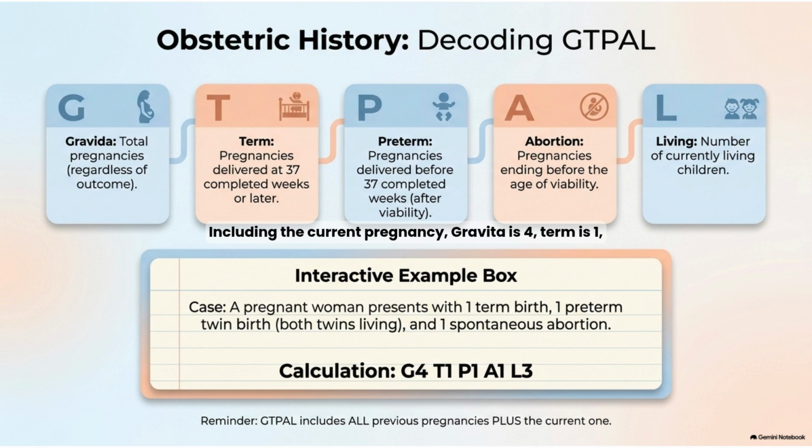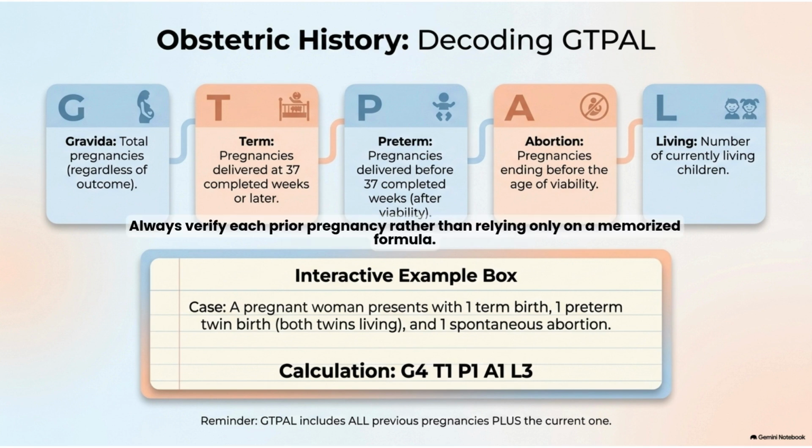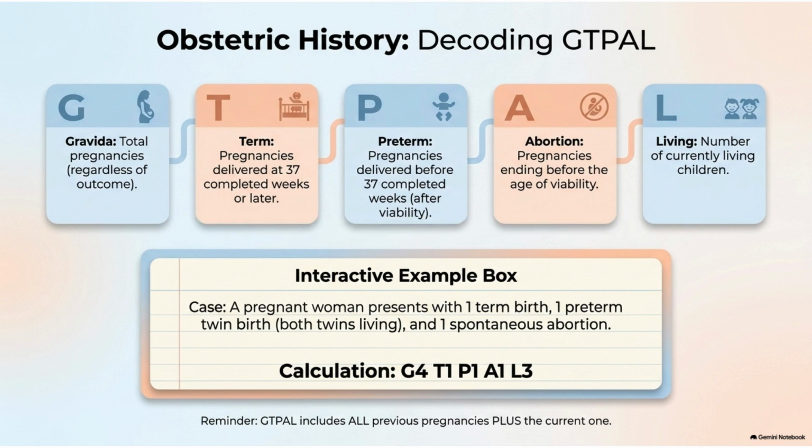Including the current pregnancy, gravida is 4. Term is 1, preterm is 1, abortion is 1, and living is 3. Therefore, her status is G4, T1, P1, A1, L3. Always verify each prior pregnancy rather than relying only on a memorized formula. We will now connect the obstetric history with menstrual history and pregnancy dating.